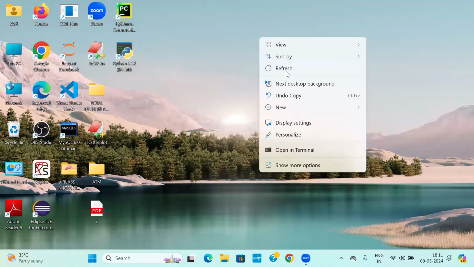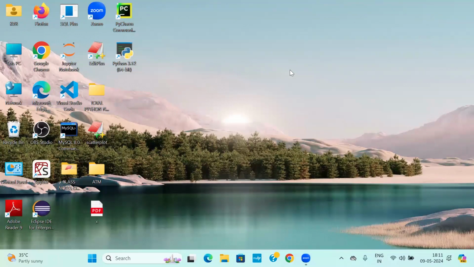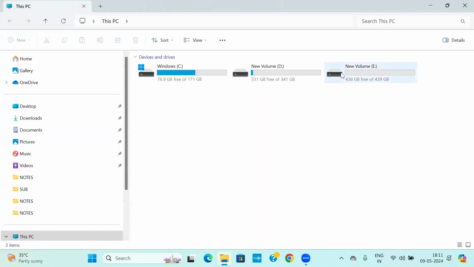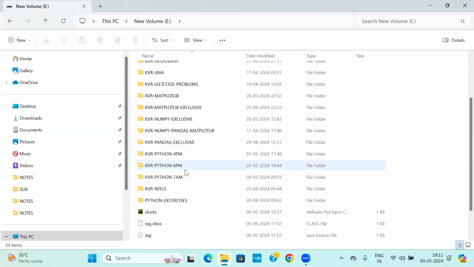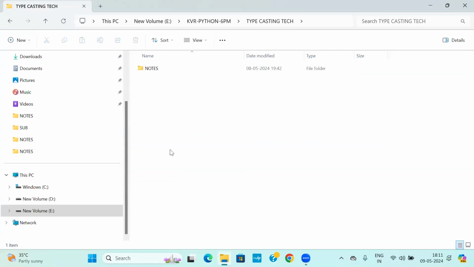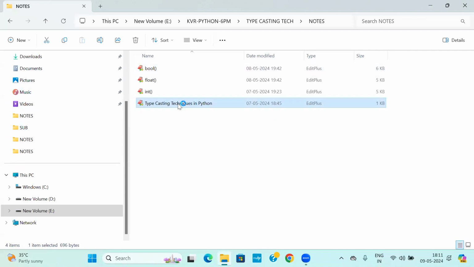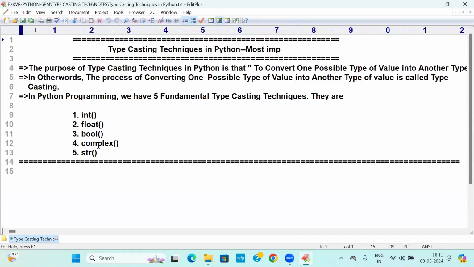Okay. So now let's start the discussion. I hope in the previous class we started with typecasting techniques. At the part of typecasting techniques, we completed int of, float of, bool of. All non-zero values are true. All zero values are false. Now I am entering into complex of, which we are going to discuss.